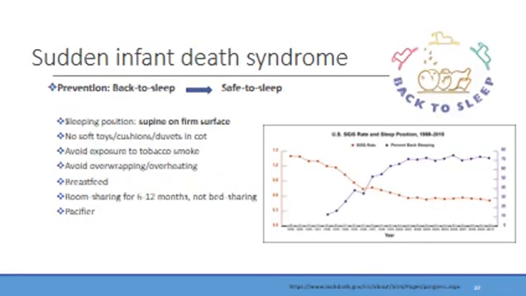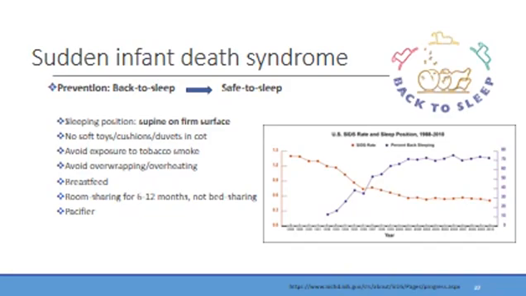Sudden infant death syndrome is where an infant dies unexpectedly between the ages of 1 month and 1 year of age, and despite history, examination, post-mortem, a medical cause cannot be found.